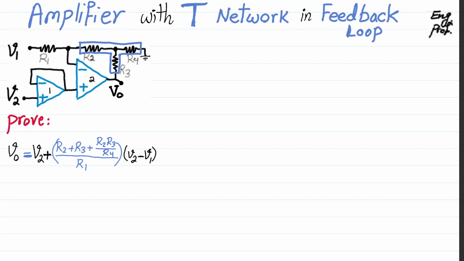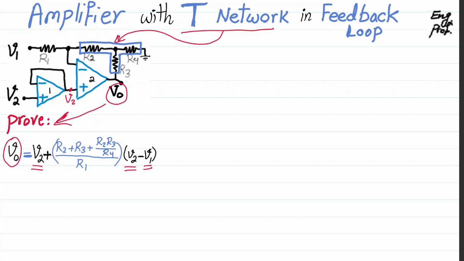An amplifier with a T network in its feedback path, as shown here, is constructed using two op-amps. As you can see, the first one is a buffer op-amp which doesn't do anything; V2 is just copy-pasted to here, and the second op-amp is amplifying V2 and V1 to the output. We want to show that the relationship between Vout and inputs V2 and V1 is governed by this formula.